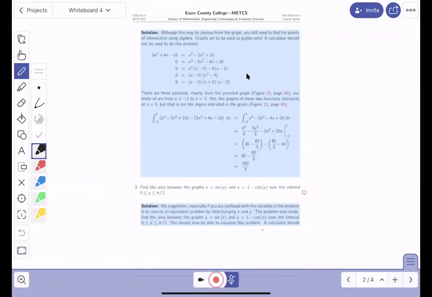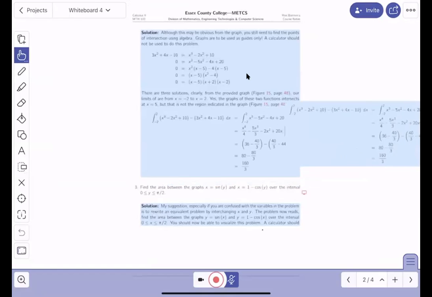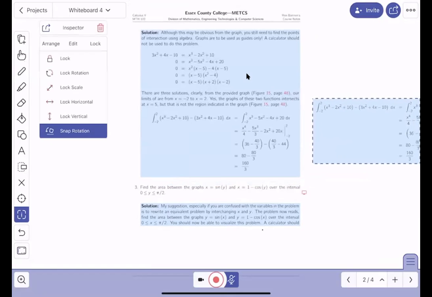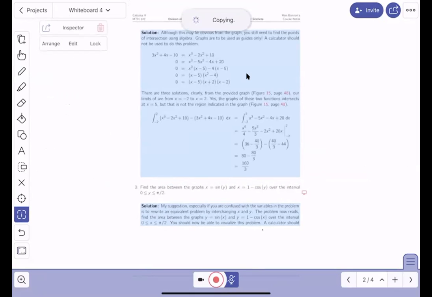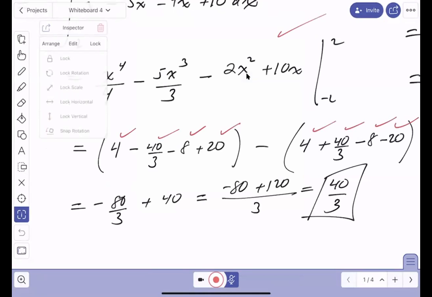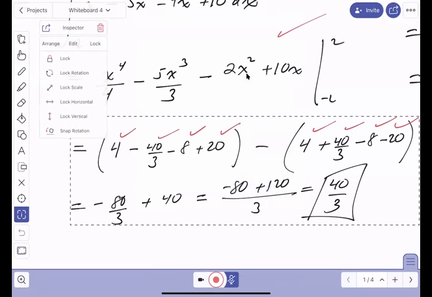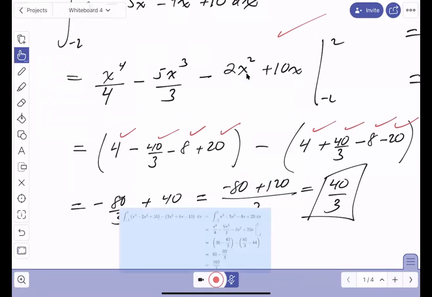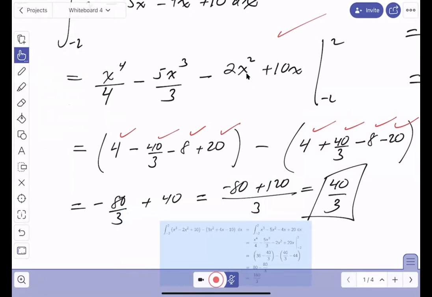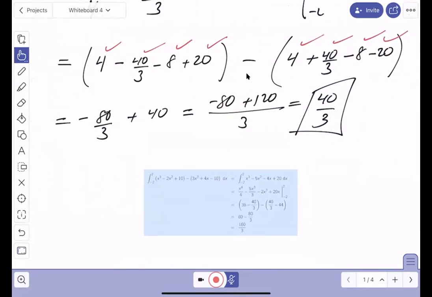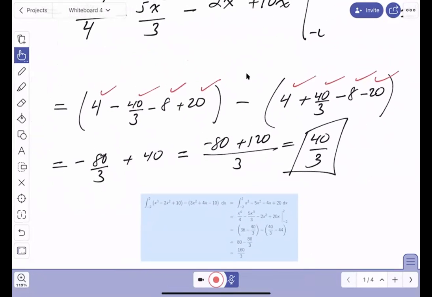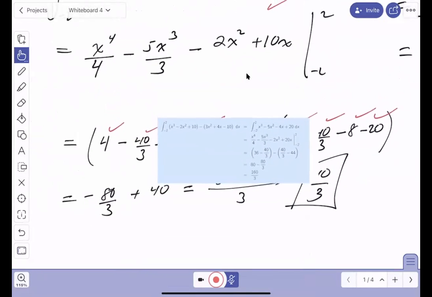Let me look at my antiderivative. You know what I'm going to do? I'm going to pull the key over. This could happen to you when you're doing homework. I copy it. Go back to my page now. Paste it in. Whoops, sorry about that. Take a look at it. Do we get the right antiderivative? x to the 4th over 4 minus 5x.